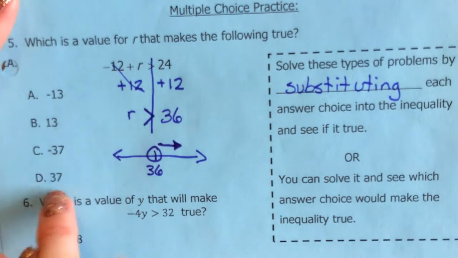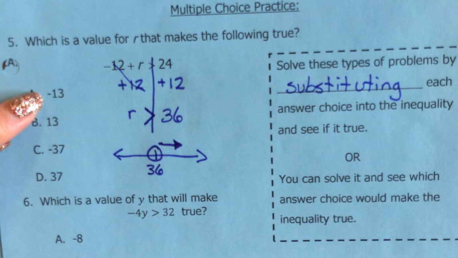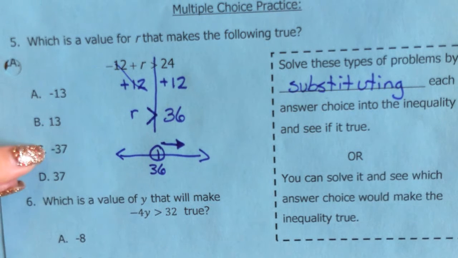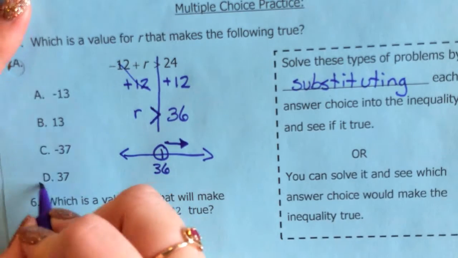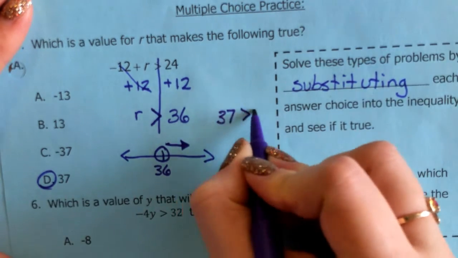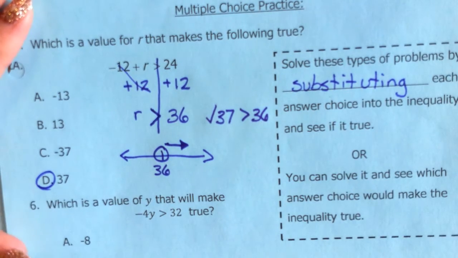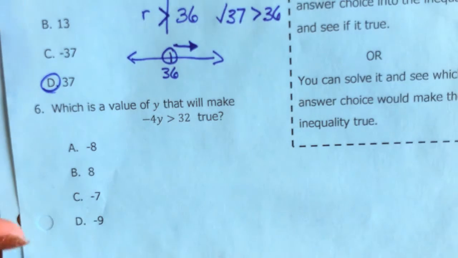Which of these numbers would fall onto that graph? Negative 13, not greater than 36. 13, not greater than 36. Negative 37 is not greater than 36. 37 is greater than 36. I can plug that in. 37 greater than 36. That is true. Let's look at the next one. I'm going to solve this first, then I'm going to show you a substitution.